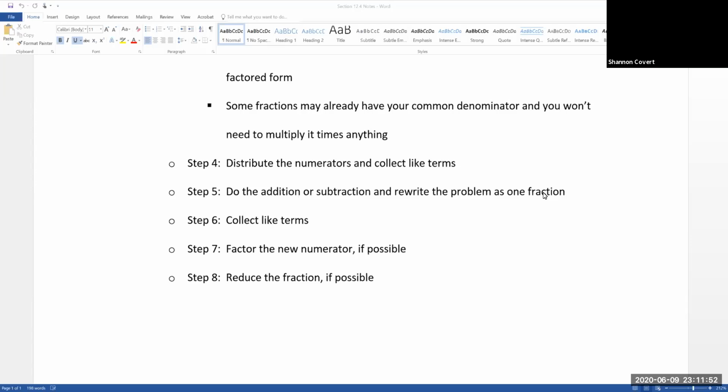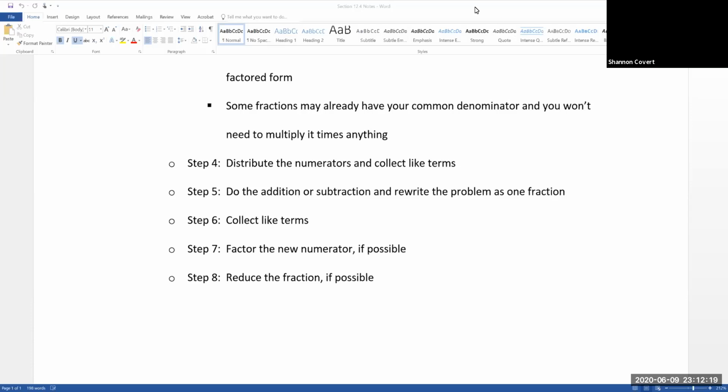The next step, step 6, once you have your rational expression added or subtracted, you're going to collect the like terms. Step 7, you need to go ahead and try to factor that new numerator, because if you can, you're going to do step 8, which is reduce the fraction. That's why it's so important to leave that denominator in factored form.